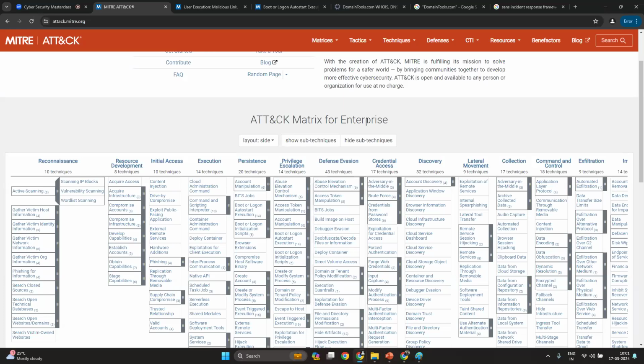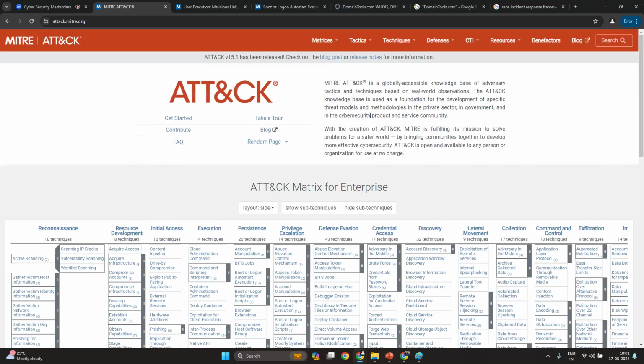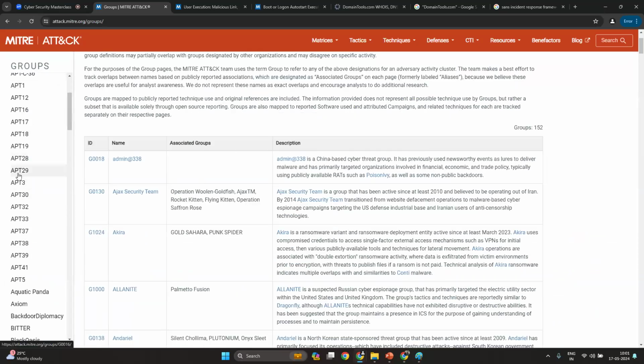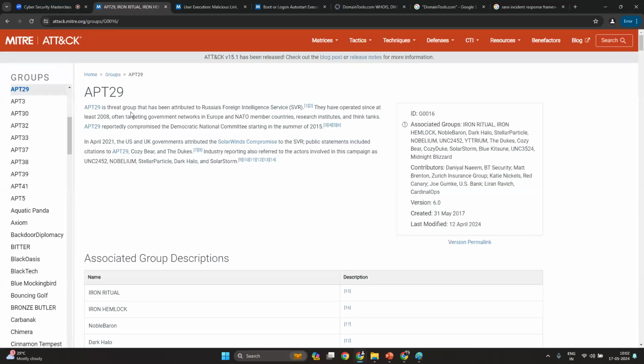Also, from an incident response perspective, let's say you are aware that your organization has been attacked by a certain APT group. Let's take an example of APT 29. I think it's Russian. Yep. APT 29 has been involved in the SolarWinds attack. They're also called Cozy Bear or the Dukes.